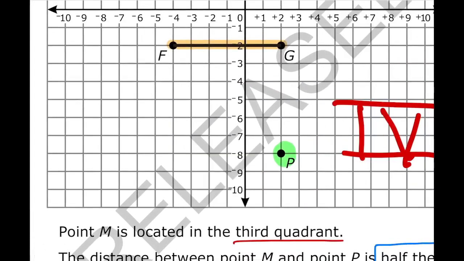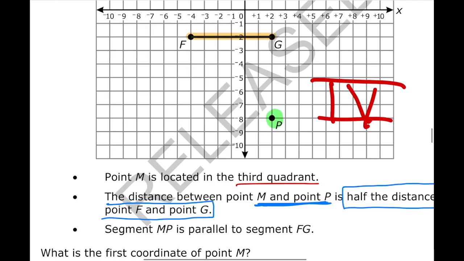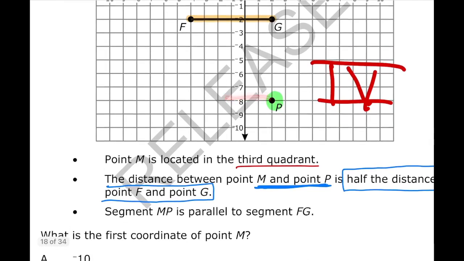Now it told us that we're in quadrant 3. So would it make sense to go 3 units up, 3 units to the right, 3 units down, or 3 units to the left? The only one that lands us in quadrant 3 is going to the left. So when we count from here, let's make sure we go to the left.